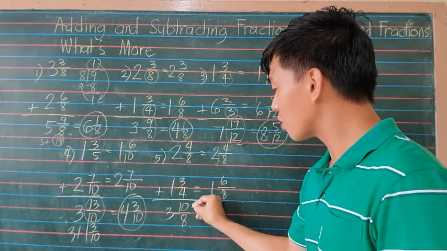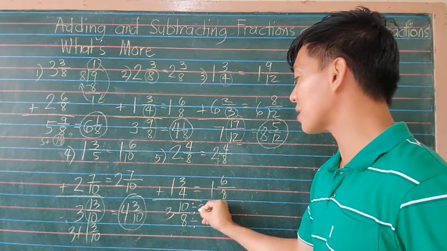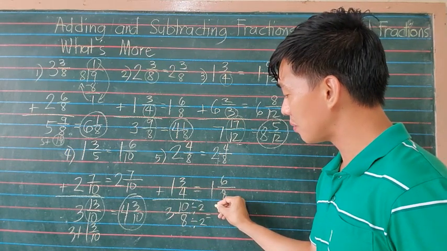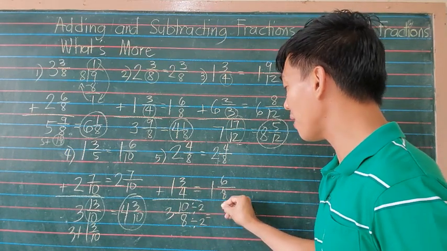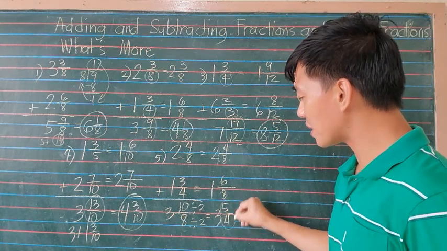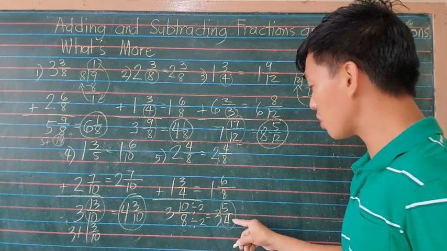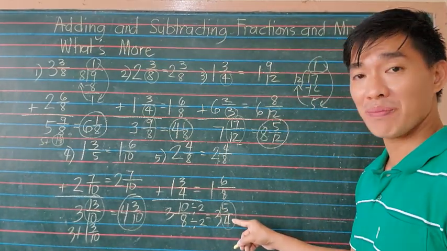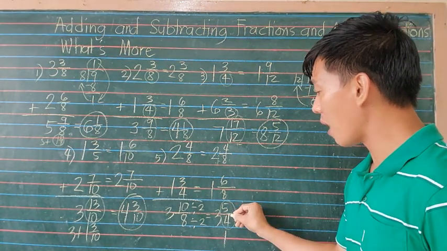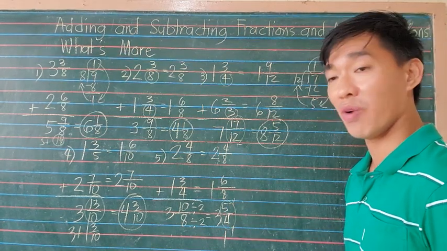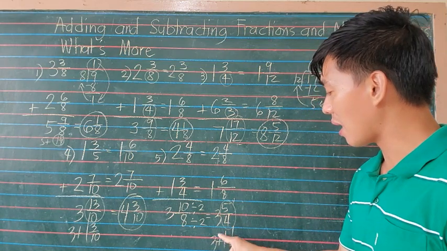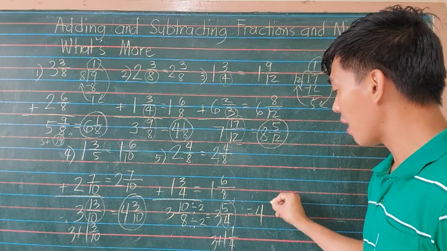Now 10/8 could still be written in simplest form because both are divisible by 2. So that will give you 5/4. Then copy the whole number. But 5/4 here could still be expressed into mixed form because this is improper. So how many 4 are there in 5? So that is 1. Then what's the remainder if you will subtract 4 here? That's 1. Then copy the denominator 4. So that's 3. 3 plus 1, that is equal to 4 and 1/4.